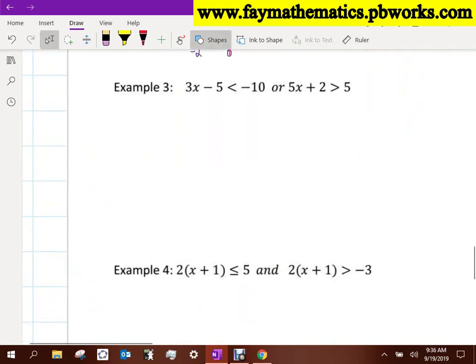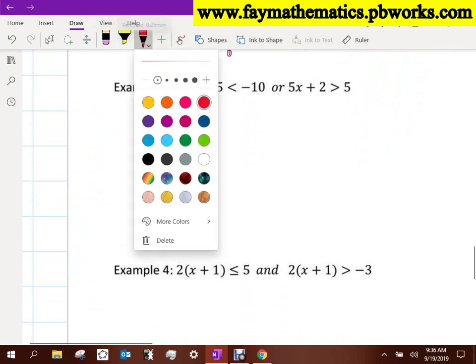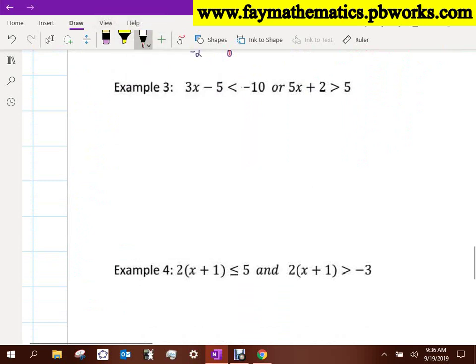Let's change this one here to a positive 10. So 3x minus 5 is less than positive 10, or 5x plus 2 is greater than 5. Just write down an example, right? Just as you see it up there.